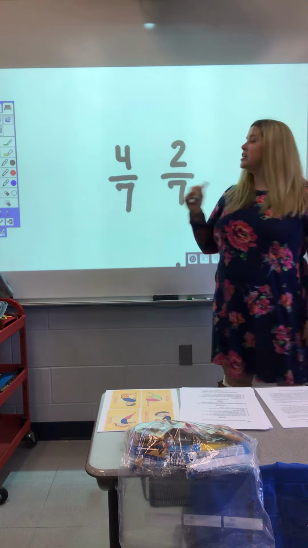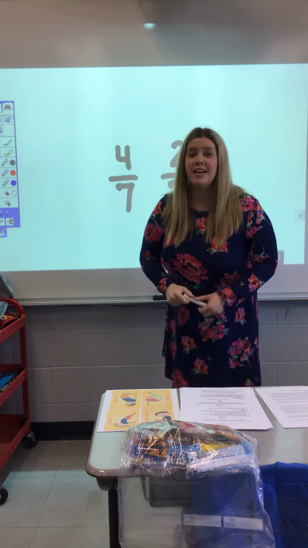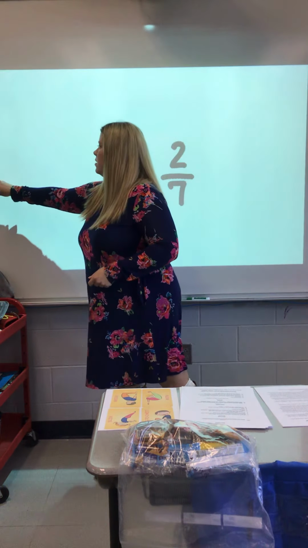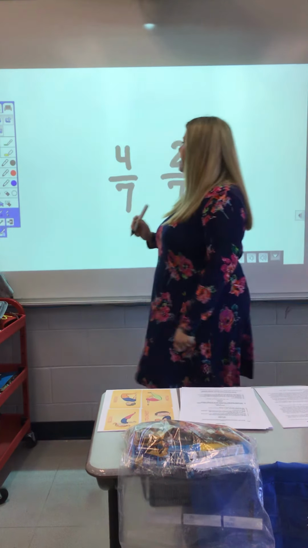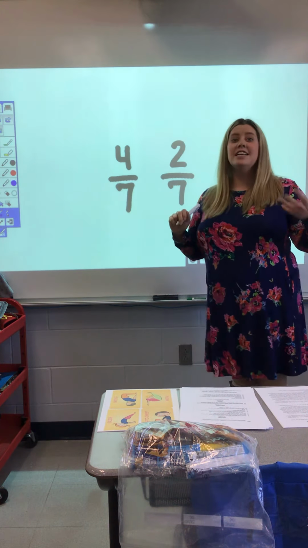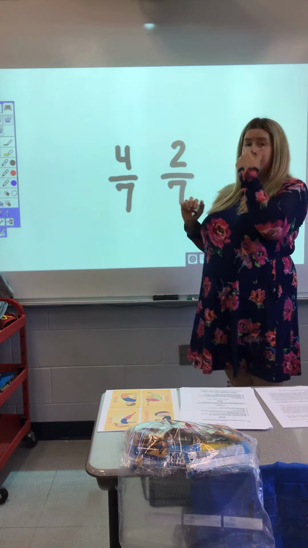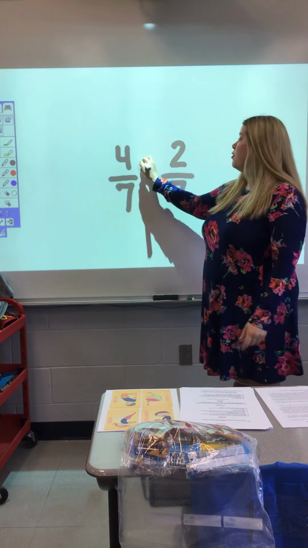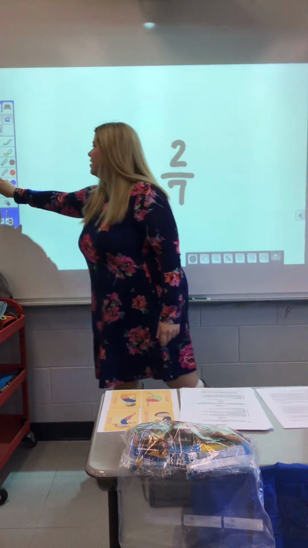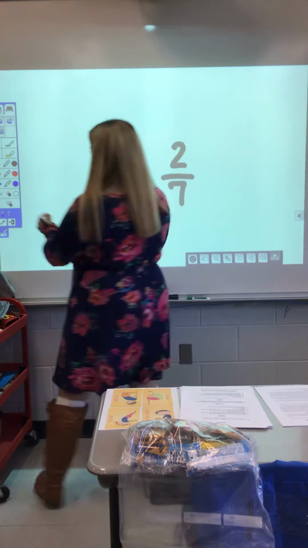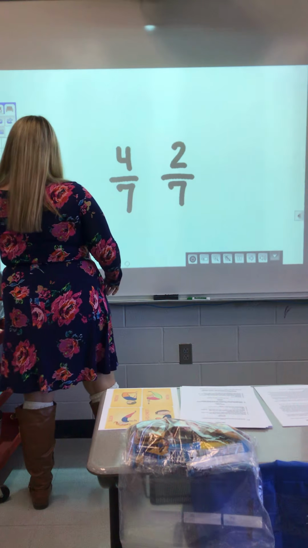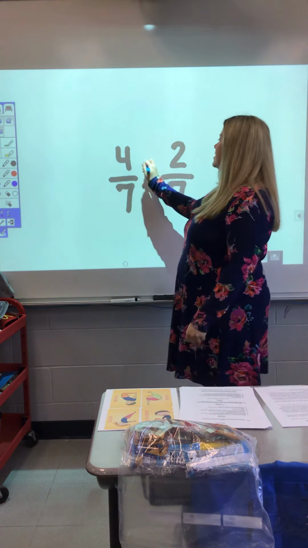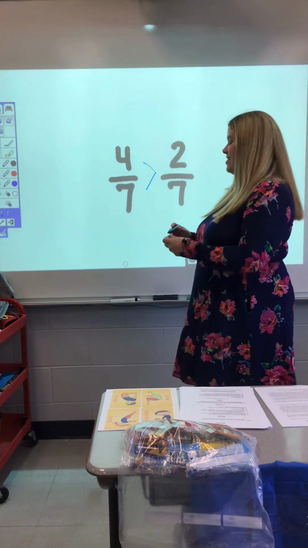All right, 4/7, 2/7. Pause the video, figure out your answer, and then come back to check it with me. All right, what did you get? Right, this is one of our unit fraction ones. Our denominators are the same, so you only have to look at the numerators. What's greater, 4 or 2? 4. I would read this as 4/7 is greater than 2/7.